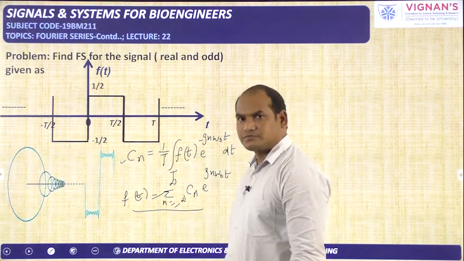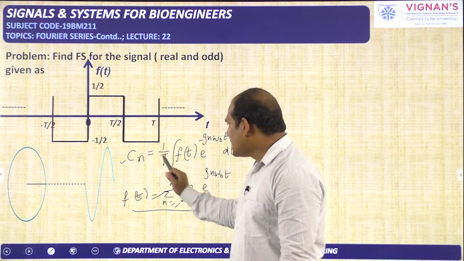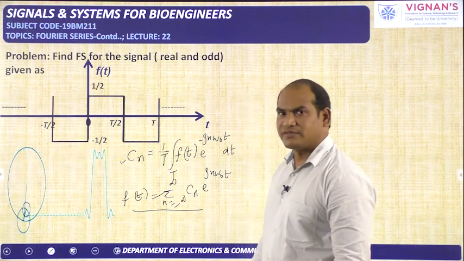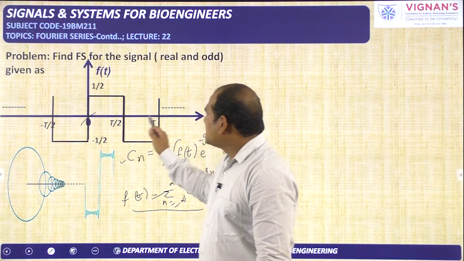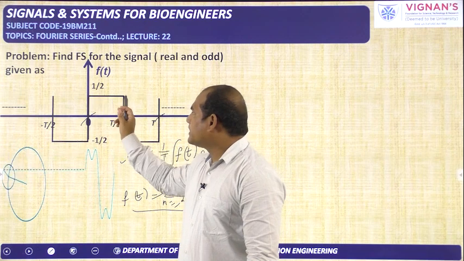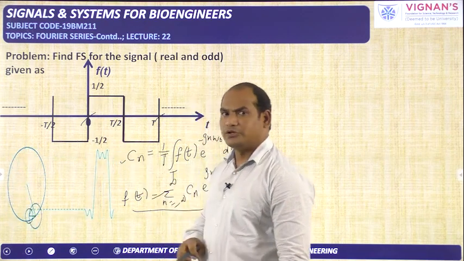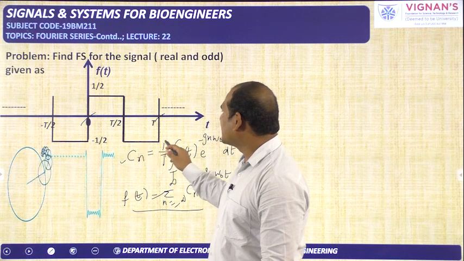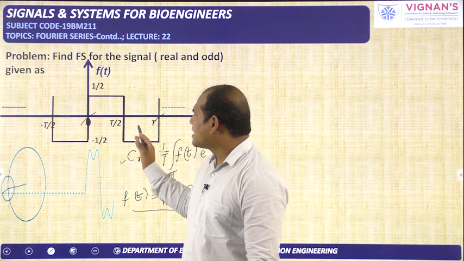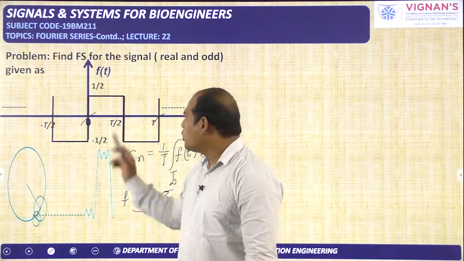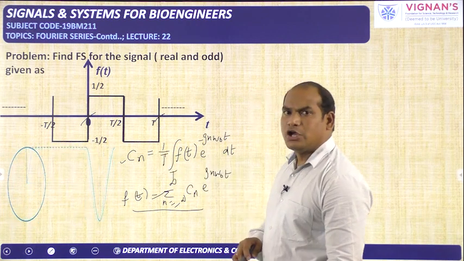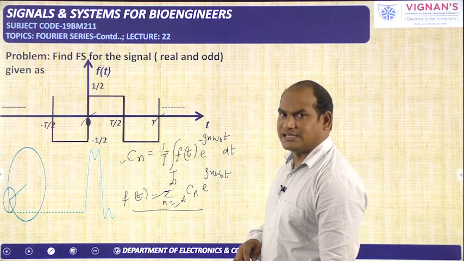This is one way. In order to do this, we have to define the f of t signal, that means the given signal, over one period. How to define that? From here to here one period is completed, that is from 0 to capital T. So f of t is equal to 1 by 2 when t is changing from 0 to T by 2, and f of t is equal to minus 1 by 2 when t is changing from T by 2 to capital T. In this way we have defined mathematically the f of t signal over one period, and that definition has to be used in the calculation of the exponential Fourier series coefficient Cn.